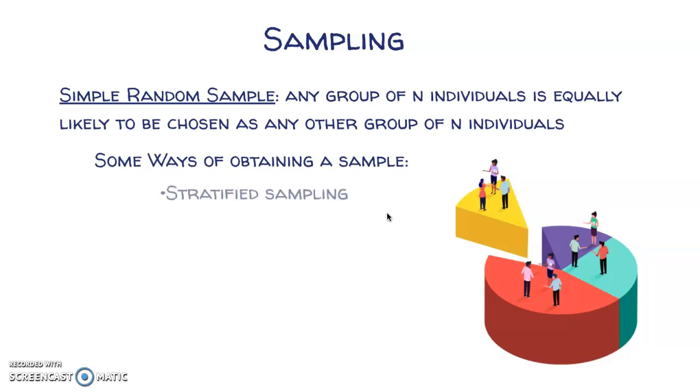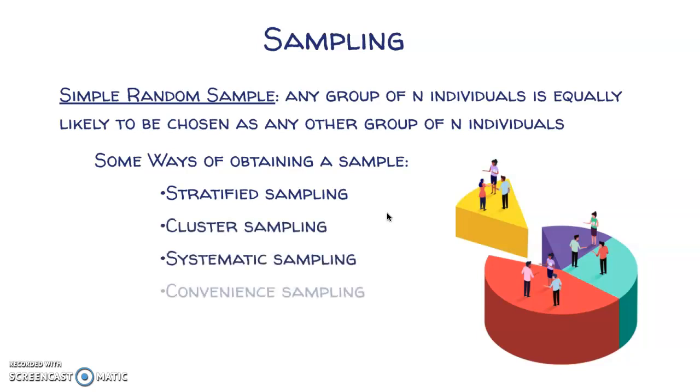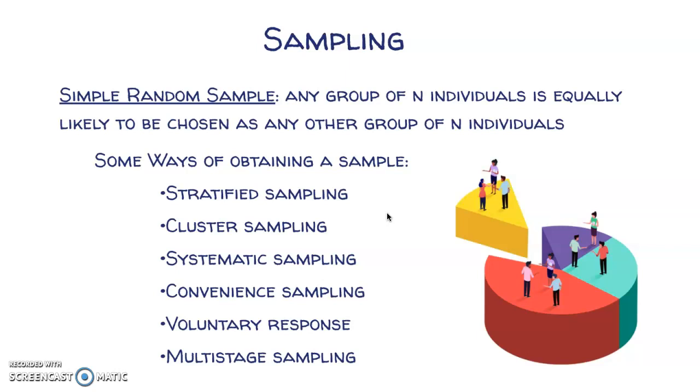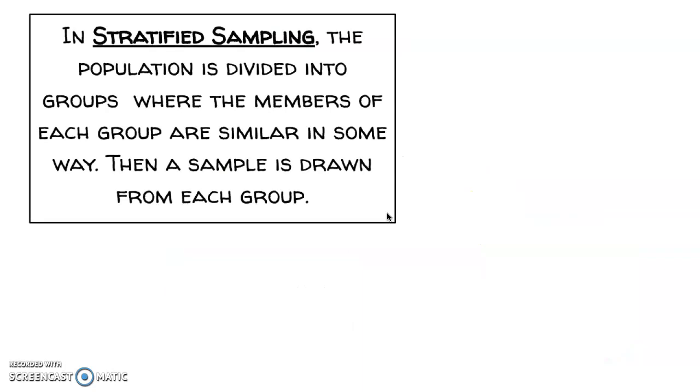Some ways of obtaining this random sample are stratified sampling, cluster sampling, systematic sampling. Convenience sampling is probably not the greatest way of obtaining a random sample, but we're going to talk about it. And voluntary response sampling, which again, probably not the greatest way of obtaining a random sample, but it happens, so we're going to talk about it. And then multi-stage sampling is where we combine a couple different of those previous sampling methods together in steps or layers. So first, let's go ahead and define stratified sampling.